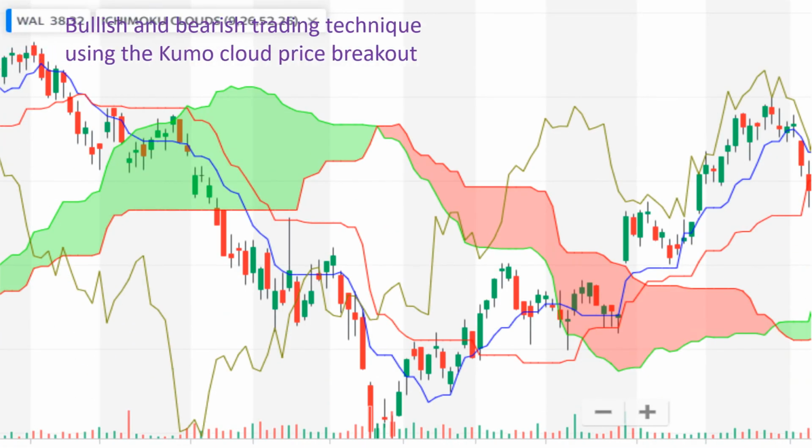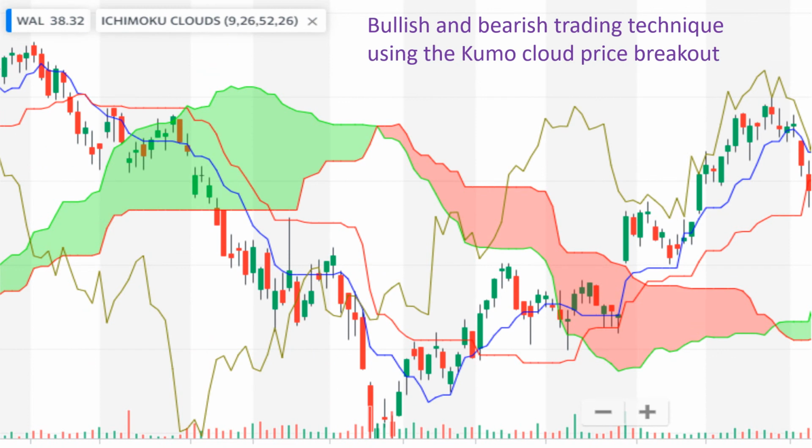This is the price trend. Bullish and bearish trading technique using Kumo cloud price breakout. These are span A and span B. When the conversion line crosses the baseline while going downward and the crossover is above the Kumo cloud, it generates a strong buy signal. When the conversion line crosses the baseline while going upward and the crossover is below the Kumo cloud, it generates a weak buy signal.